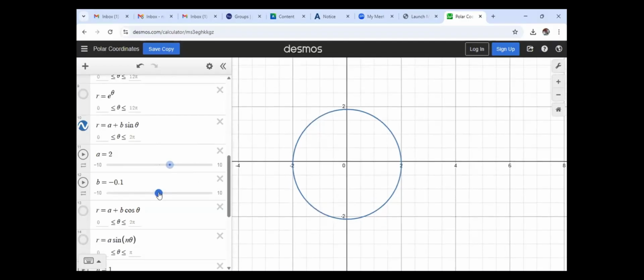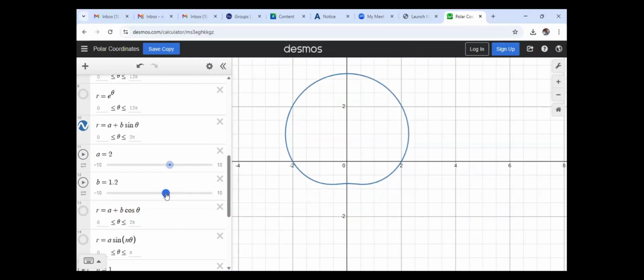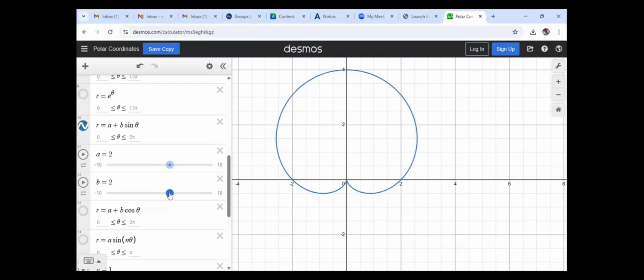Now with our limacon, we're going to start making our B value a little bit bigger. And notice that it starts shifting up, but it is also now getting misshapen. As we go more, it's going to get more exaggerated. And we end up with this dimple. So this is a limacon without the inner loop. And so as we go further and further, that dimple gets a little more exaggerated.